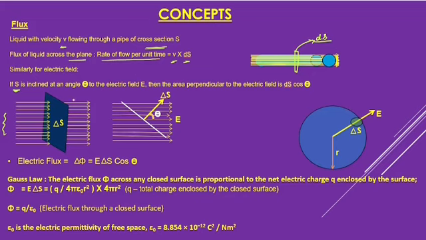Imagine in this case the surface is inclined. If S is inclined at an angle theta to the electric field E, then the area perpendicular to the electric field is equal to dS cos theta. We need to take the area which is perpendicular to the field. So if this is theta, then this becomes dS cos theta. In that case, electric flux, denoted by phi, is equal to E delta S cos theta.